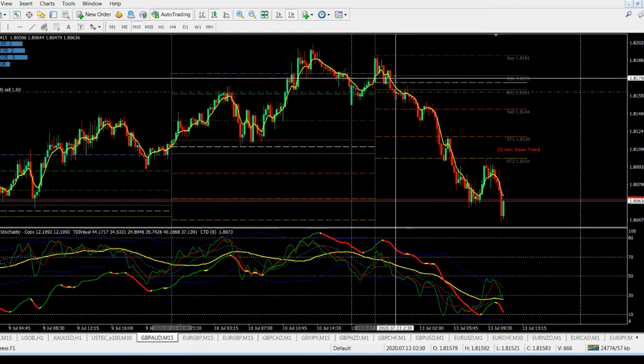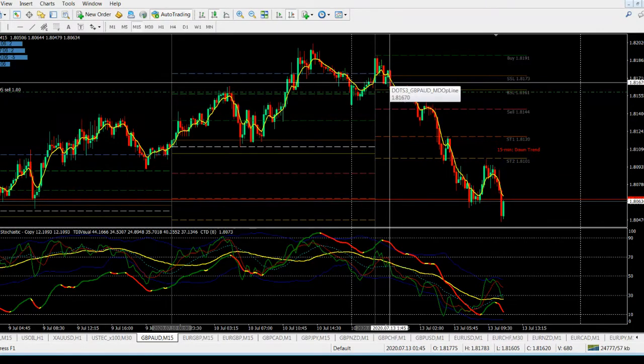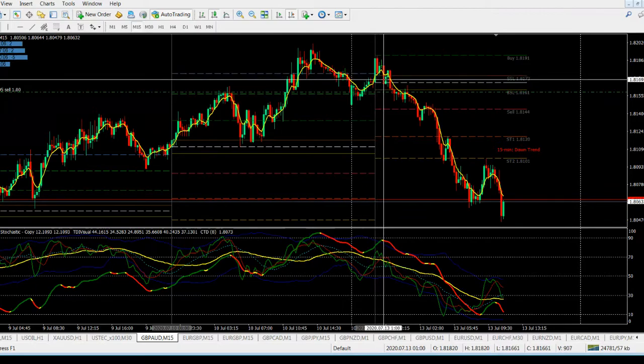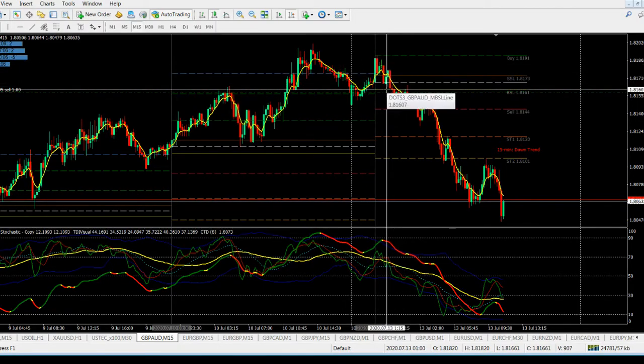Earlier around 2 a.m., it gave a nice signal. At 1:45 a.m., it gave a nice signal on this candle. This was a nice entry as well. This was a nice entry, but I just wanted the trade to be sure.